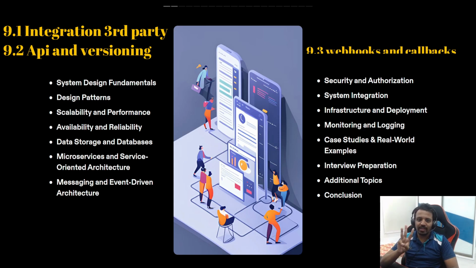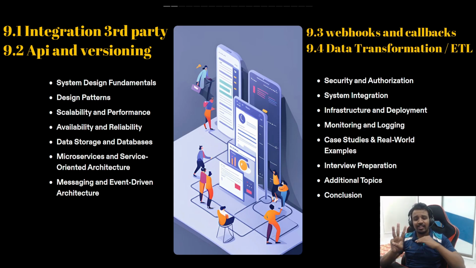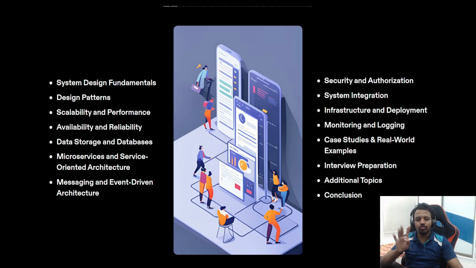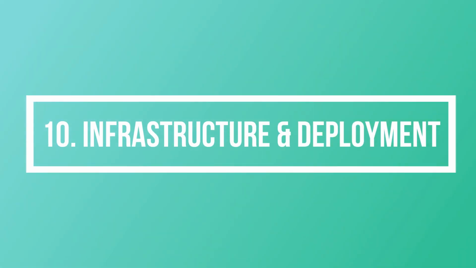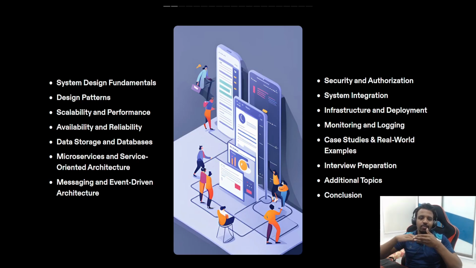Third, we have webhooks and callbacks. There is nothing as of now that we touch on the browser which doesn't have these features. So again, it is very important. And then we are going to cover the final topic, data transformation and ETL, extract, transform, load, as part of system integration. Now once this is done, we are going to move on to our topic 10, which is infrastructure and deployment. So this is one of the milestones, we can say. Till topic 9, we can say we have completed one milestone.